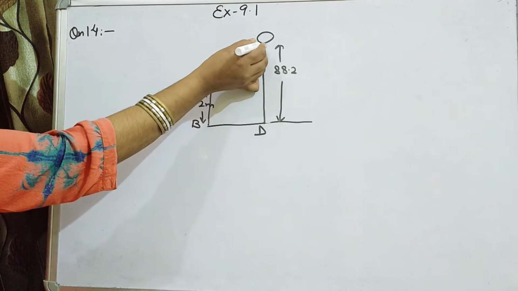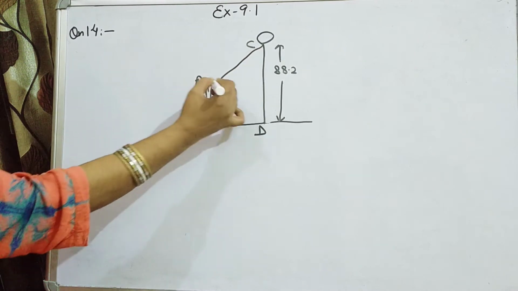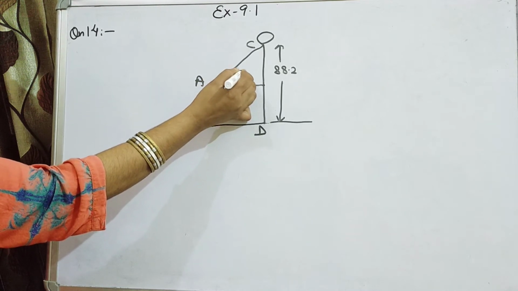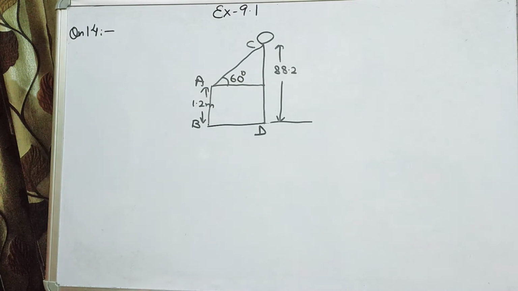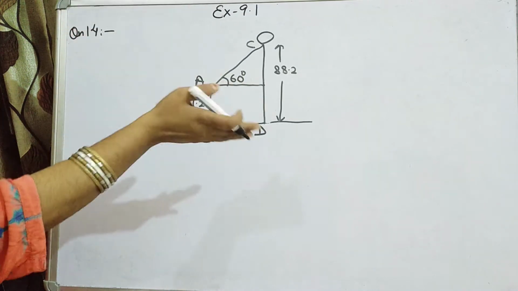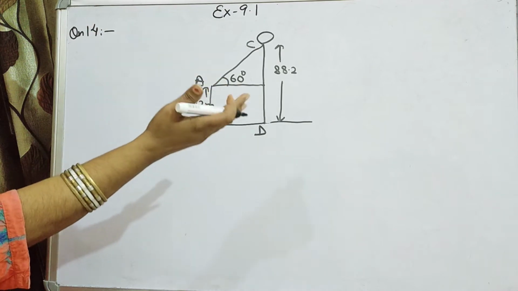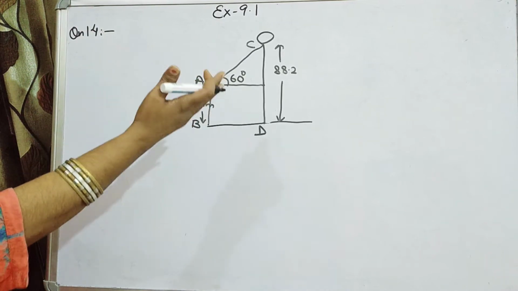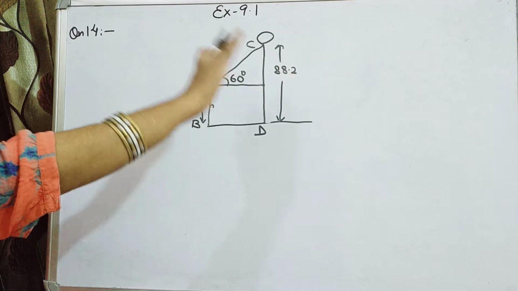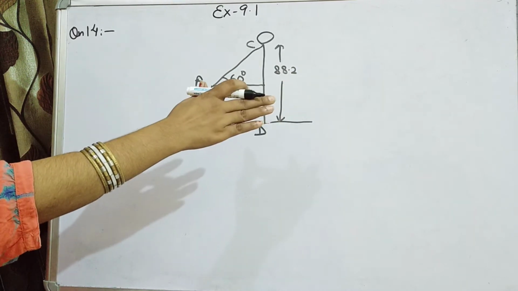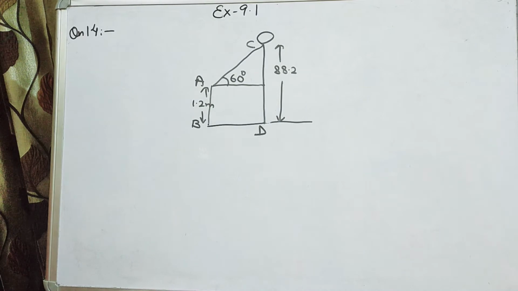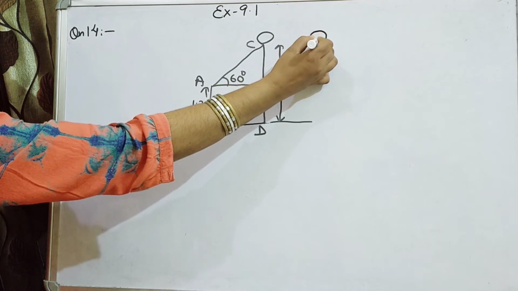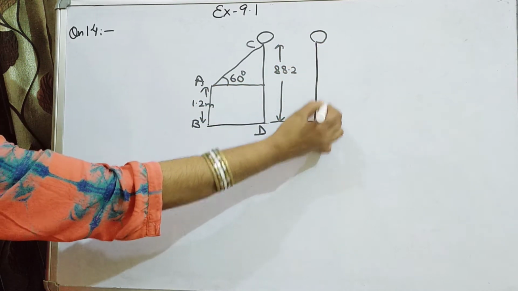So we have to join this line. This is the line of sight, and with the horizontal it is making an angle of elevation which is 60 degree, right? Now if this angle reduces to 30 degree, if the balloon is moving continuously, it means the angle is decreasing, that means the balloon is moving away from the girl. After some time it reaches a point where the angle of elevation will be 30 degree. So let us suppose this balloon, after some time, reaches here at point E.